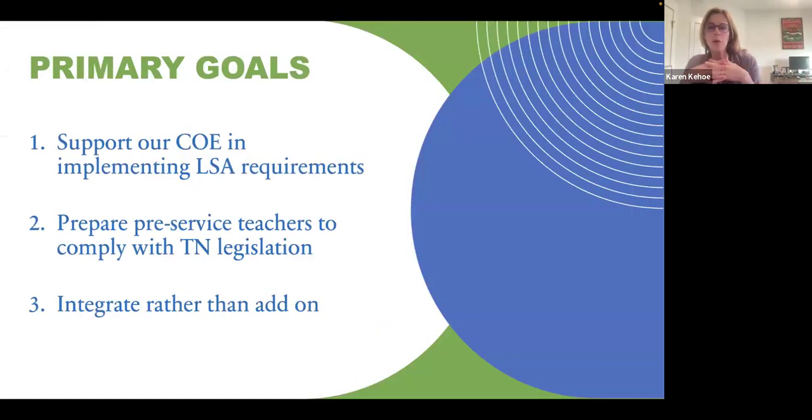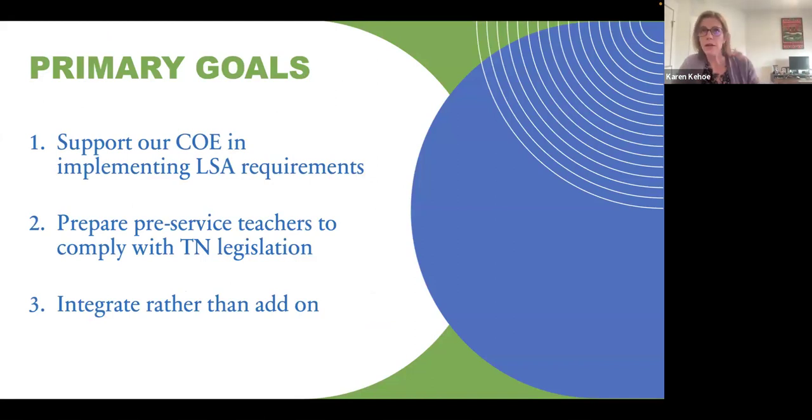And so our primary goals for developing this module were, one, to support our College of Education in implementing the requirements of that legislation. And the LSA there, of course, is the Literacy Success Act. And that's the last time I'm going to say that word because I'm struggling. So I'm just going to say LSA. That's our 2021 law.